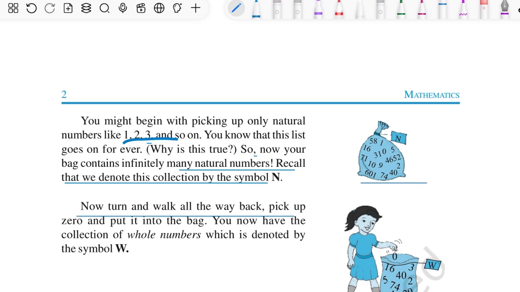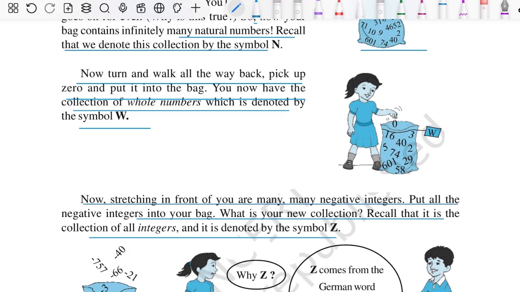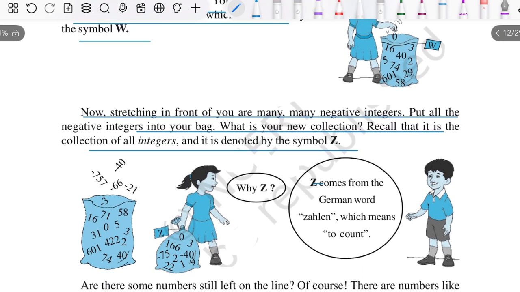Now turn and walk all the way back. Pick up 0 and put it in the bag. Now you have the collection of whole numbers, which is denoted by W. Now, stretching in front of you are many negative numbers. Put all the negative integers into your bag. What is your new collection? Recall that it is the collection of all integers and it is denoted by the symbol Z. Z comes from the German word Zahlen, which means to count.